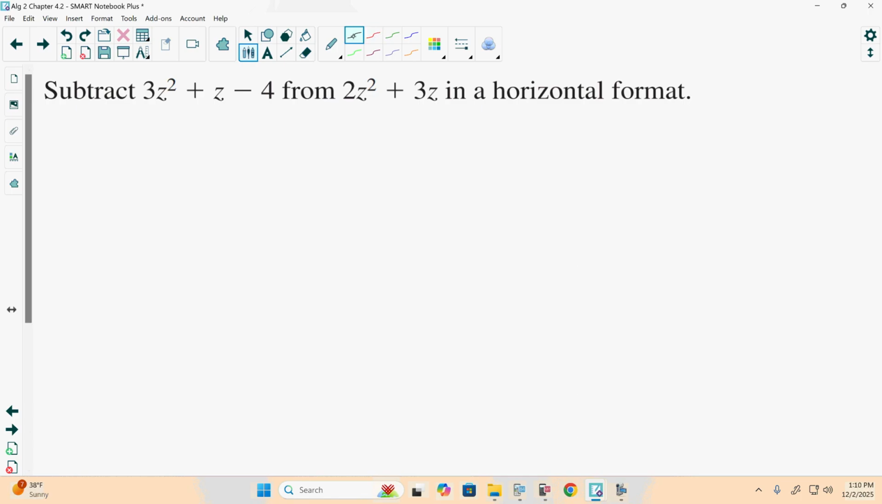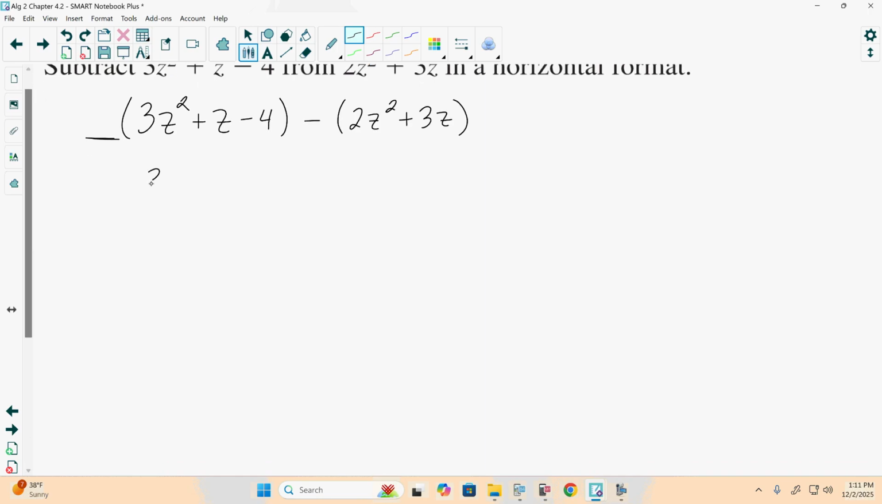Now, most likely the way we're normally going to see subtraction, just like addition, we're more likely going to see it written out this way. Now, the first set of parentheses, because there's nothing in front of this here, it's just going to stay positive 3z squared. Positive 1z and negative 4. Now, just like the one we did on the quiz at the start, we're going to distribute that negative 3, telling us that we have negative 3z squared and negative 3z.